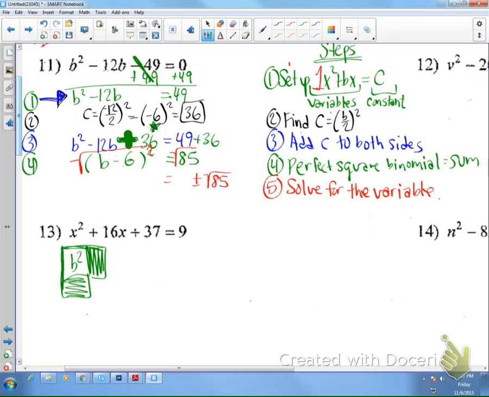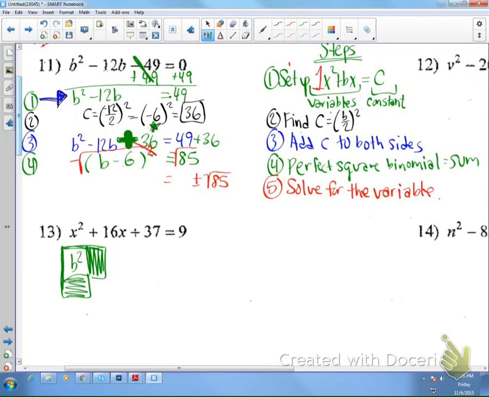Does 85 break down? It does. 5 times something is 85. Can you figure it out? I don't know. 15. Do it on your calculator. 85 divided by 5. 17. Are 5 and 17 going to create a pair? No, and they're both prime, so they don't break down anymore. But you need to check to see if that breaks down.